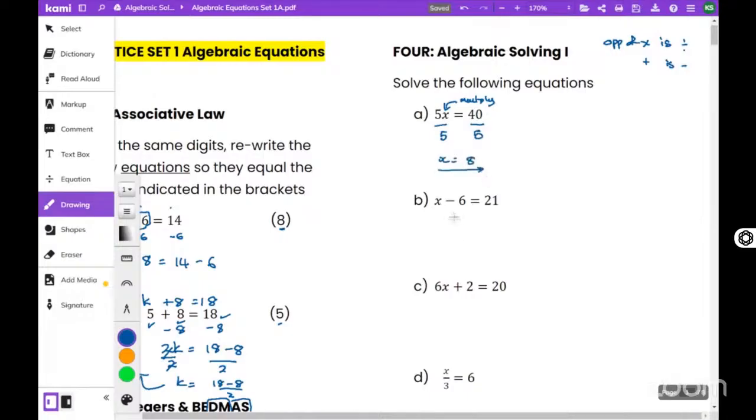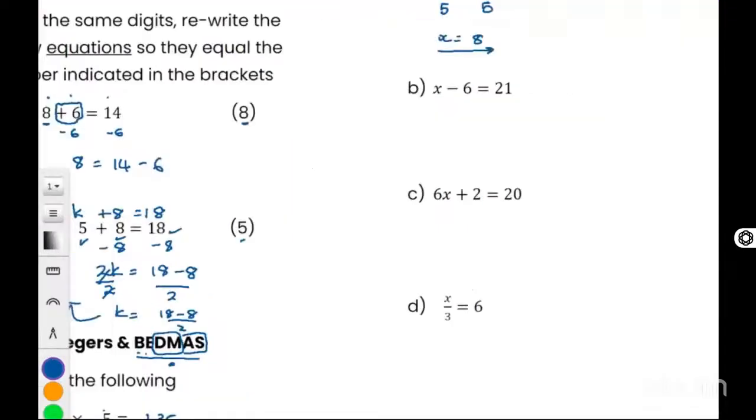Okay, next. It's fun to times to see how many days are in a week and stuff. All right, so the first question, we're going to plus 6 because it's the opposite of minus 6, on both sides. And then that's going to cancel out. X is going to be brought down. 21 plus 6 is 27, and we're done.